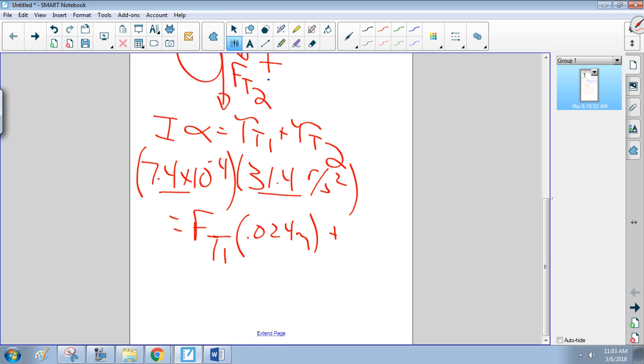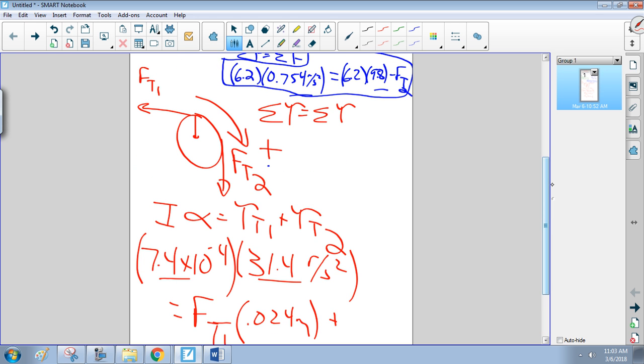Okay, so here we go. So I alpha equals the force of tension 1 times its radius plus the force of tension 2 times its radius. And one of those torques is going to be negative, right? So it looks to me, based on my sign convention, the torque from tension 2 is going to be the negative one, right? So you got to put a negative there. All right? So what I've got now is 3 equations and 3 unknowns, right?